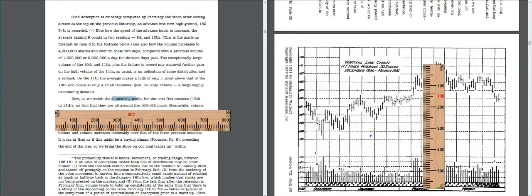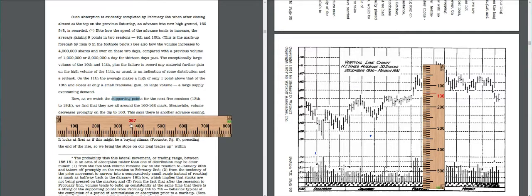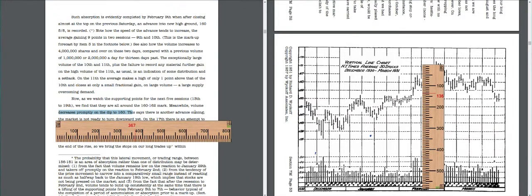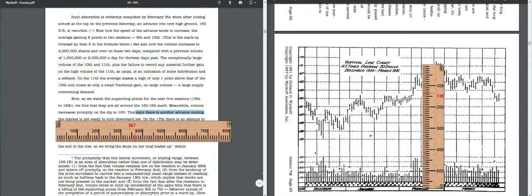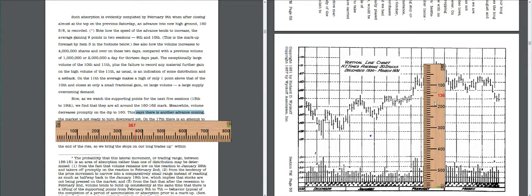When he talks about the supporting points, he means the lows. We find that they're all around the lows in the pullback, meaning the bars in the pullback. Meanwhile, volume decreases promptly. So what is he saying? As the market goes down, does the volume increase? No, it decreases. This says there's another advance coming. How do you know? Well, in this case, you have an uptrend and it pulls back on lower volume. That lower volume is telling you, if you can infer now, that maybe there's a lack of selling pressure.